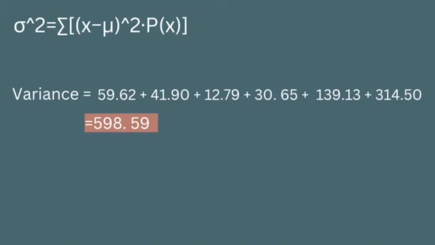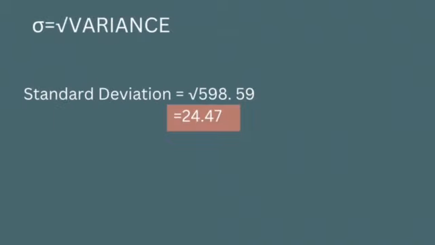From this point, we can easily identify our standard deviation. We will just get the square root of the variance. The formula for standard deviation is sigma is equal to the square root of the variance. So we will get the square root of our answer earlier, which is the square root of 598.59, which is 24.37. Finally, we got the standard deviation.